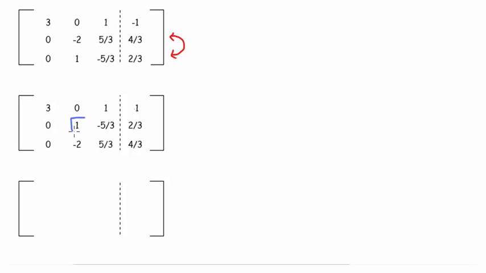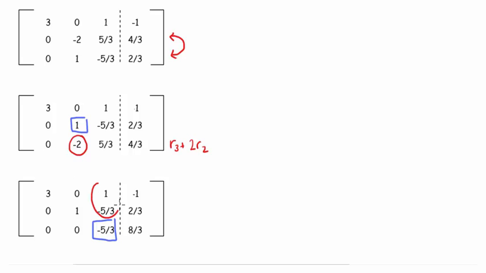Using the pivot element in the second row to eliminate the value below the leading diagonal, we're going to need row 3 plus 2 lots of row 2. The first and second rows aren't changed, but in the third row we've now got our 0 below the leading diagonal. We've achieved upper triangular form now, but we'll continue and we'll use the pivot element in the third row to get zeros above the leading diagonal this time, in this column here.